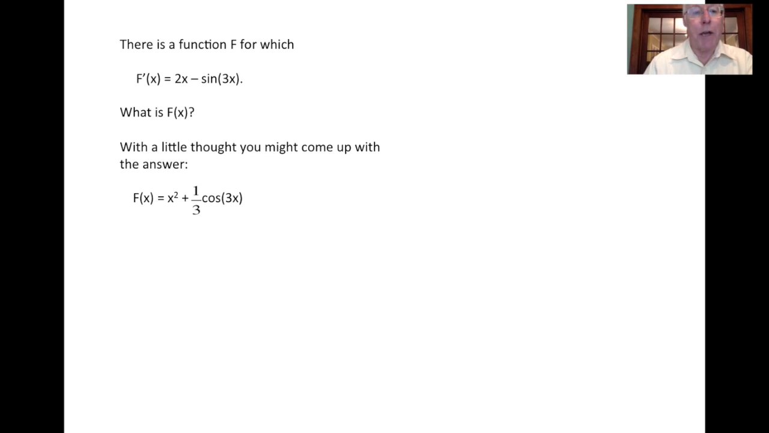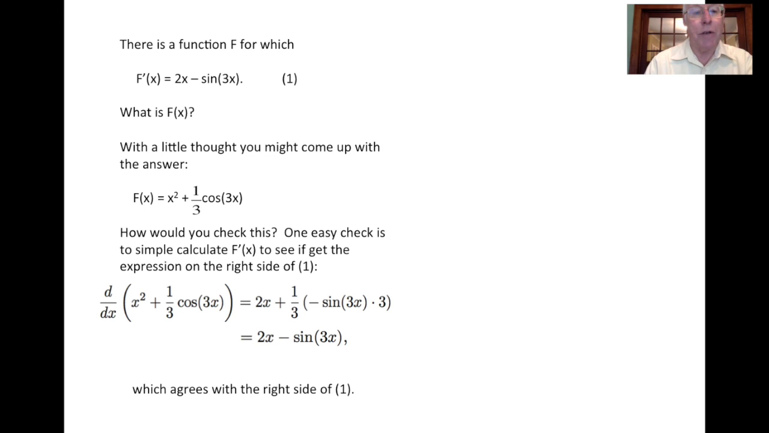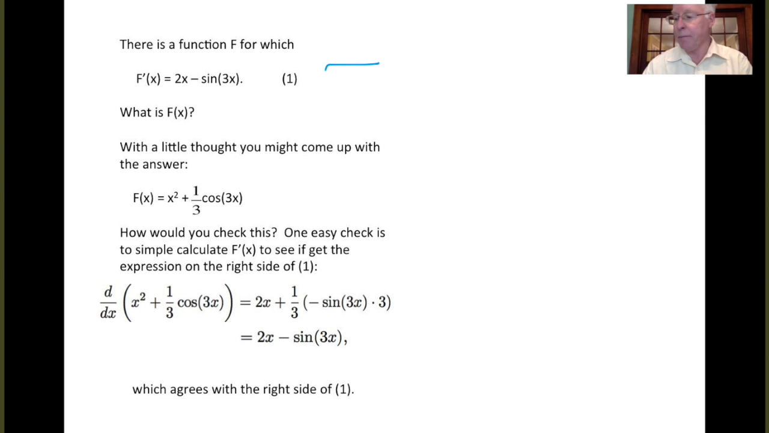With a little thought you might come up with this answer, that capital F of x is x squared plus 1/3 cosine of 3x. This is not a hard answer to check, because all we're claiming is that the derivative of capital F is 2x minus sine 3x. One easy way to check this is to just calculate F prime for our proposed F and see if we get the answer up here on the right-hand side.